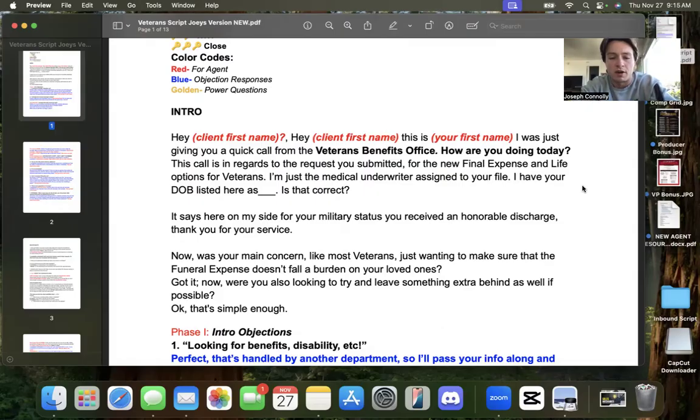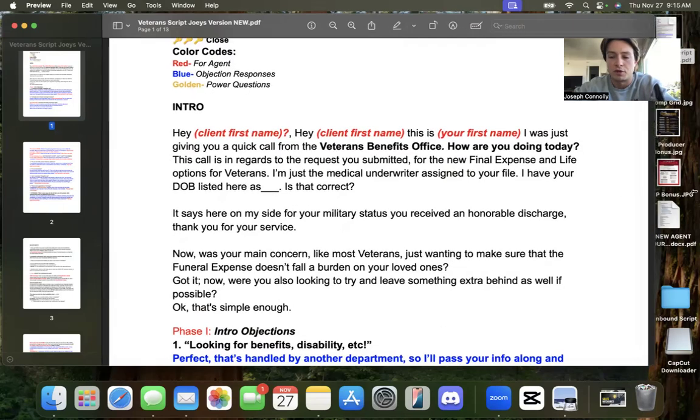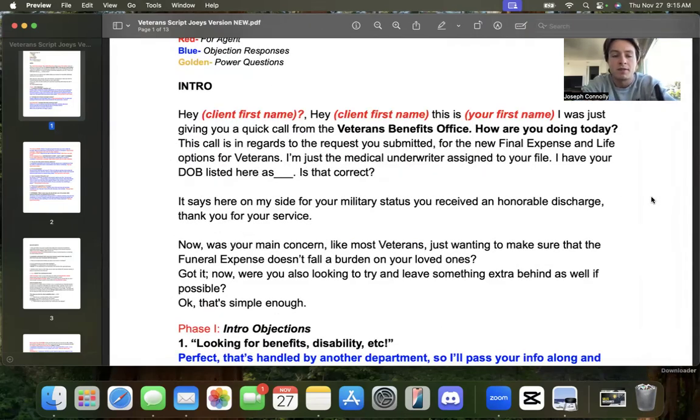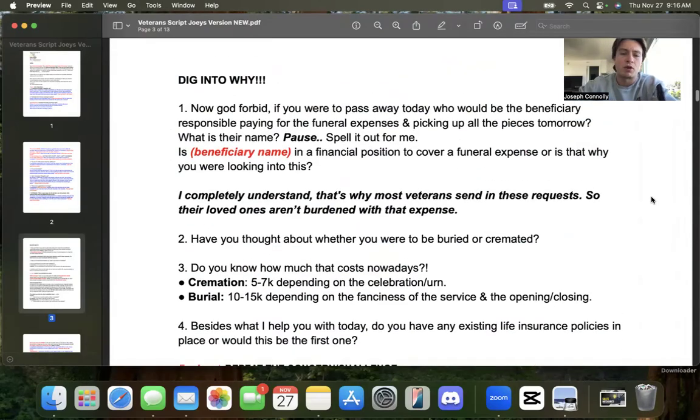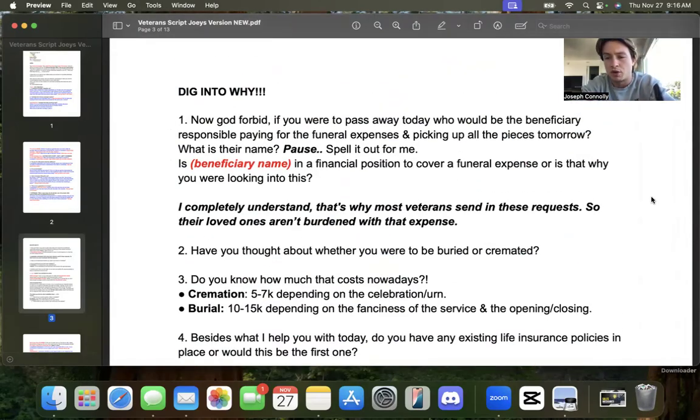And then it also says here on my side for the military status that you received an honorable discharge. So thank you so much for your service. We don't take it lightly. Yes, sir. You're welcome. And now, was your main concern, like most veterans, just wanting to make sure that the funeral expenses didn't fall a burden on any of your loved ones? Okay, gotcha. And were you also looking to try and leave a little extra behind as well, or mostly just worried about getting those expenses covered? All right, perfect. That's simple enough. So typically, Mr. Bob, we start with the most important piece, which is who we are looking to protect.